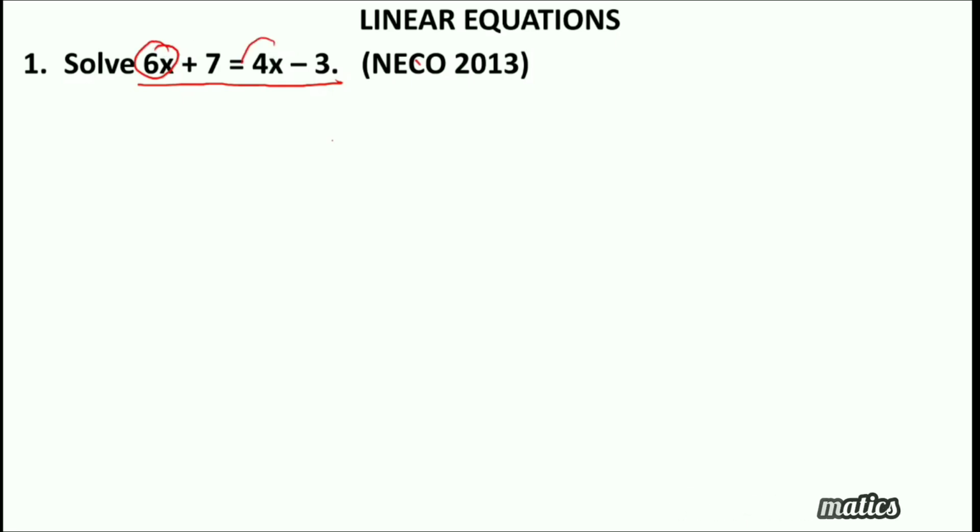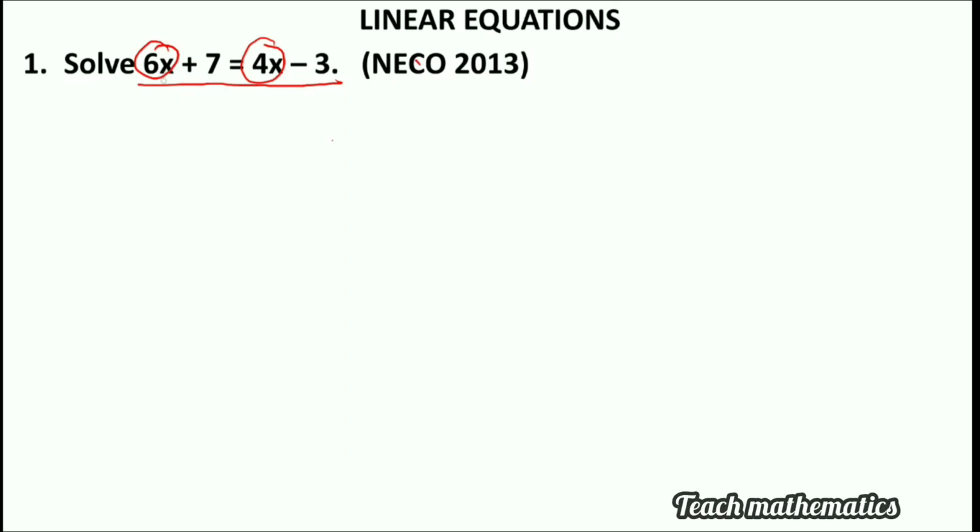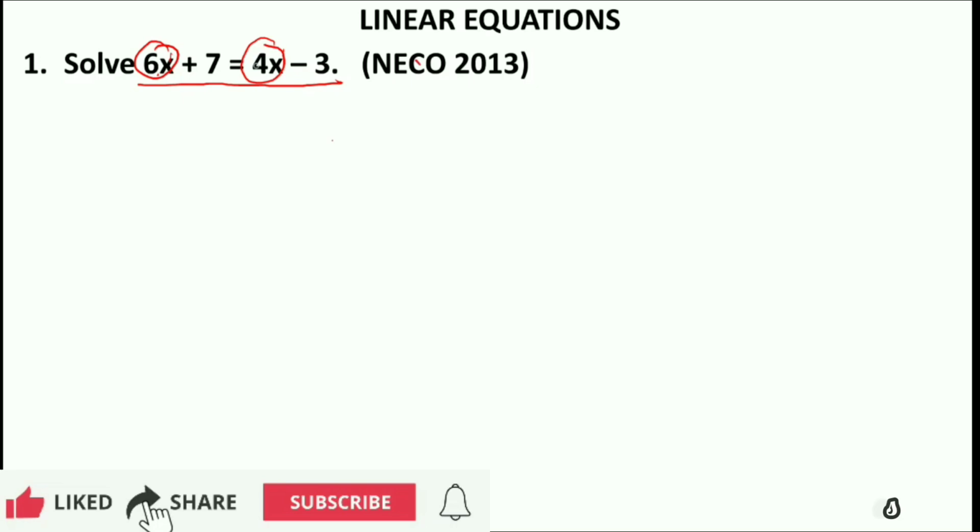We can also find x here, and so this is 6x, this is 4x. This is more like the multiples of x. The power of x here is 1, and the power of x here is 1. You can find x here, you can find x here. And so these two terms are like terms.